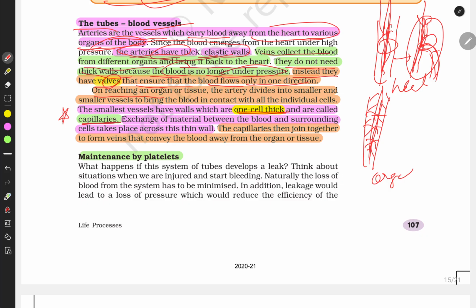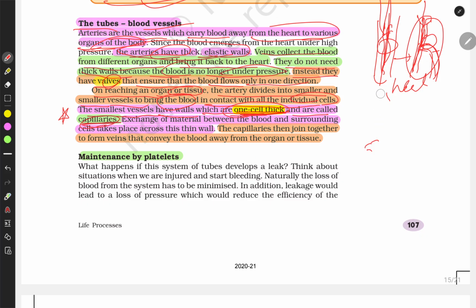On reaching an organ or a tissue, the artery is divided into smaller and smaller vessels to bring the blood in contact with all the individual cells. The smallest vessels have walls which are one cell thick, and these are called capillaries.